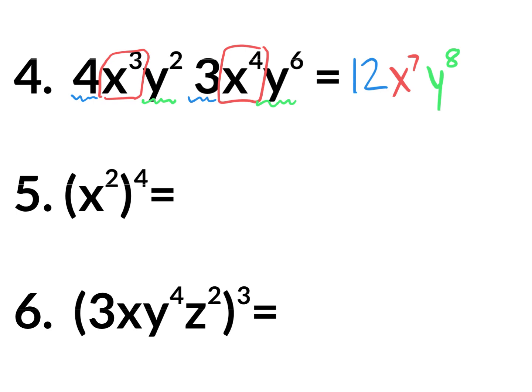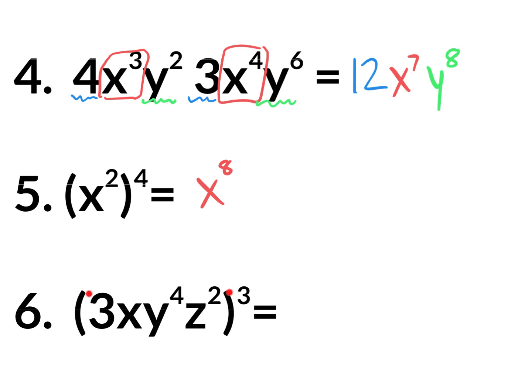Moving on to the next one, number 5. In this one, we have that next rule that a power to a power, you multiply. So it's as simple as that. 2 times 4 is 8. So your answer is x to the 8th power. Power to a power, multiply.